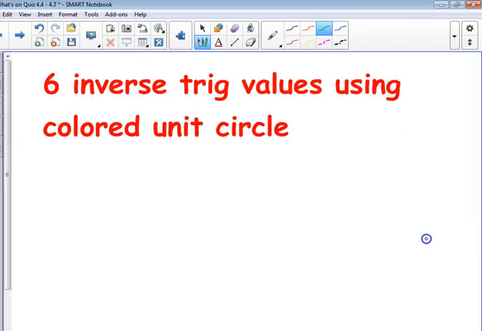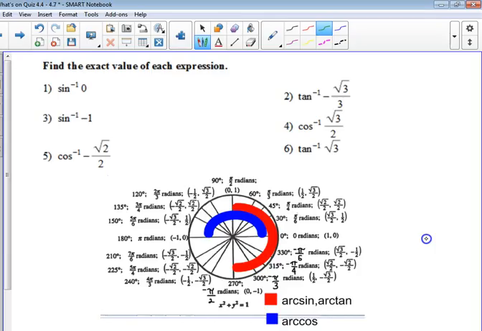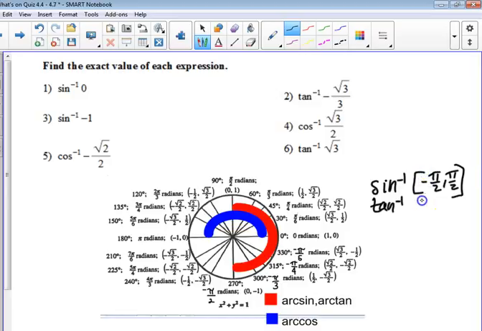All right. Then there are 6 questions for which you will want to use your colored unit circle. Reviewing real quick. For inverse sine, it's -pi over 2 to pi over 2. All of your answers have to fall in there. Inverse tangent, it is the same except you don't include the endpoints there. And inverse cosine, your answer has to be between 0 and pi. Is that written on your unit circle? Okay.